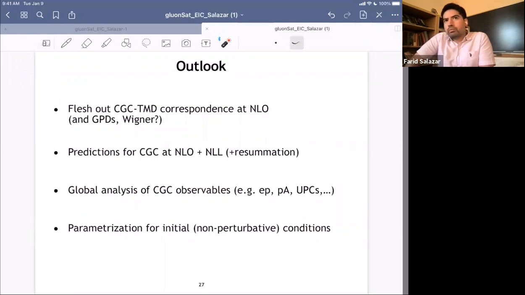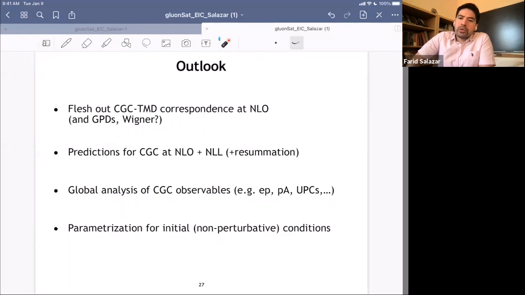Because at the moment, what typically is used is the so-called MV model, the McLerran-Venugopalan model, which was conceived for a large nucleus. There are some close extensions to the MV model, but I think there is room to make other parametrizations that can better describe the physics. But of course, this goes hand in hand with proper fits, and this requires higher precision. So this is how it all ties together.